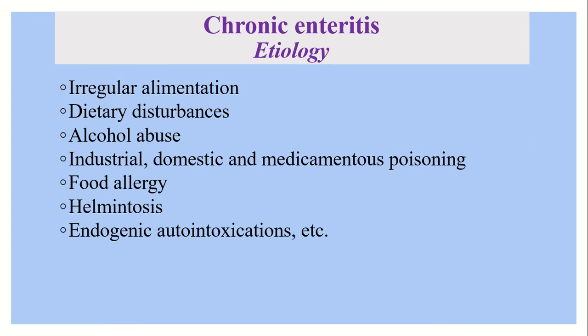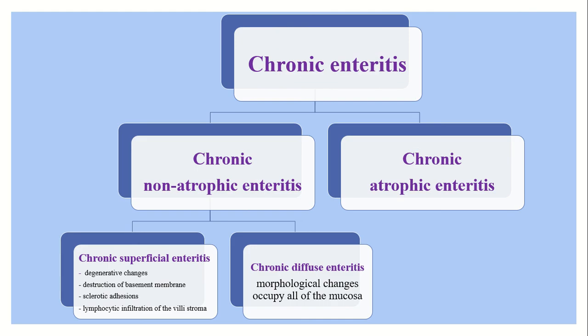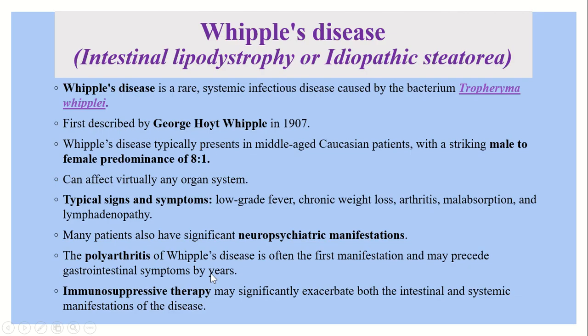The etiology of chronic enteritis. First, irregular alimentation, dietary disturbances, alcohol abuse, industrial, domestic, and medicamentous poisoning, food allergy, helminthosis, endogenic autointoxications, and etc. Also, chronic enteritis is divided into two types: chronic atrophic enteritis and chronic non-atrophic enteritis. They are also subdivided into chronic superficial enteritis and chronic diffuse enteritis.